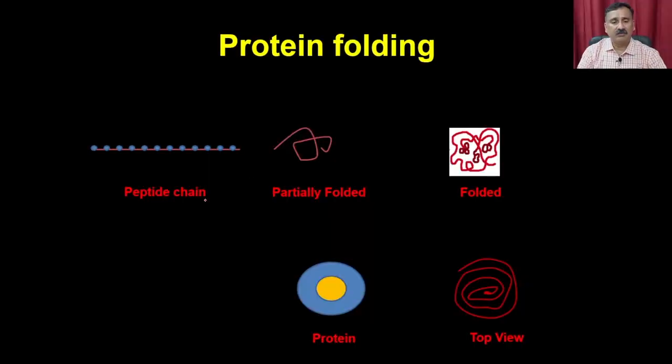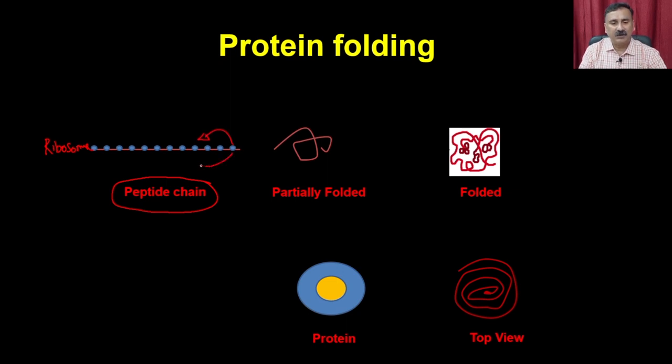Before we discuss gel filtration chromatography, we have to understand the protein folding process. You know that proteins are produced from the ribosome. So you can imagine that we have a ribosome on this side, and from this side the protein chain is going to come out in the form of a peptide chain. Once the peptide chain comes out from the ribosome, it gets folded according to the interaction between the different types of amino acids.